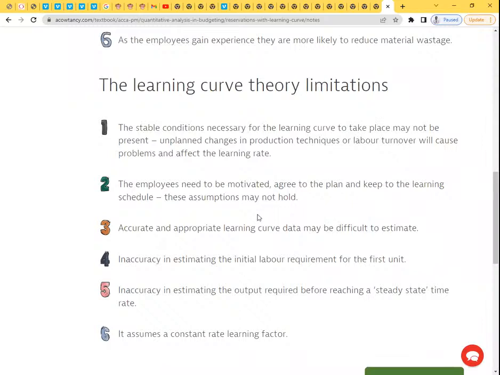Number three, accurate and appropriate learning curve data may be difficult to estimate. How do you get R? Inaccuracy in estimating the initial labor requirements for the first unit. I mean, there's an assumption of A, right? Inaccuracy in estimating the output required before reaching a steady state time rate. It assumes a constant learning rate factor. You can still add these points to whatever points you have discussed there. Very, very important points. So please, once you finish writing this, let me know.